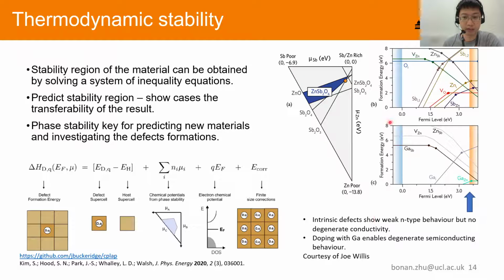And based on this stability analysis, the defect transition levels can be calculated. Again, this is the formation energy of defects, and if you look at the equation, it mostly involves the energies. So for this example, this is a transparent conducting oxide material. It turns out that by doing all these calculations, we found the gallium dopant can be quite useful in resonance doping, and turns this wide bandgap oxide into a semiconducting material.